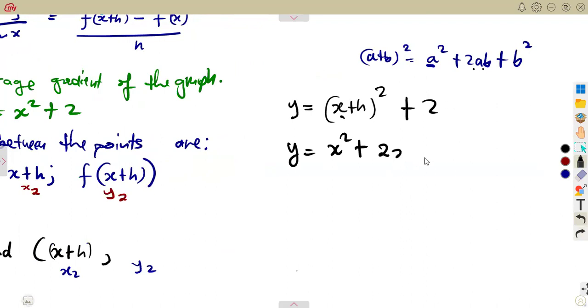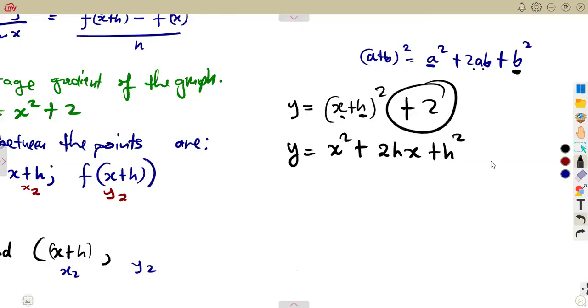You can write it as 2xh like this. You can write it as 2hx. The presentation there is in your hands. All right, so that is what you're going to have. Then we are going to have plus b squared, which is the last term squared. So that will be h squared.